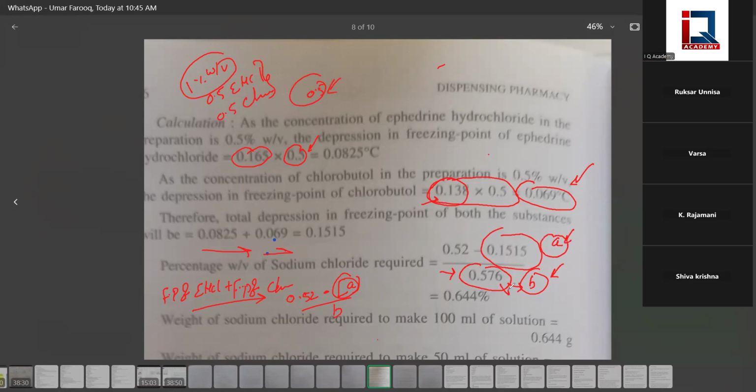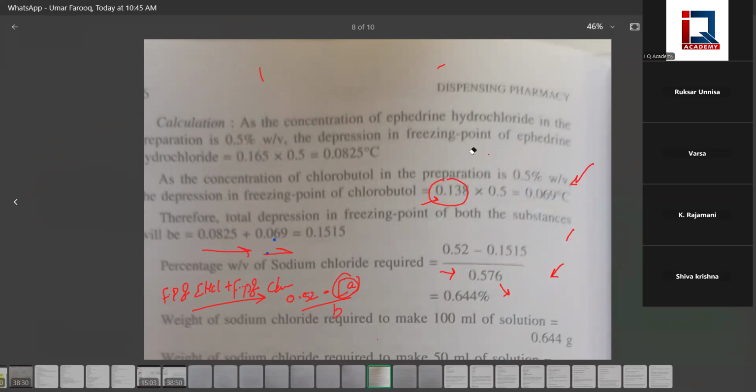Then the B value is the freezing point of sodium chloride. Clear? I am repeating this question for you. I understood that you didn't understand. So let's get back to the question.